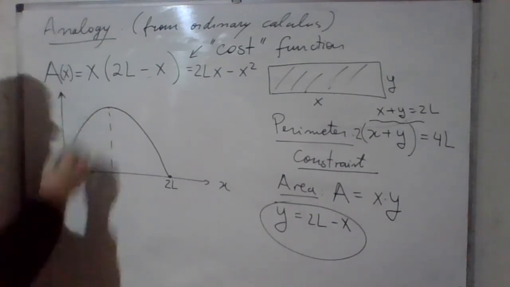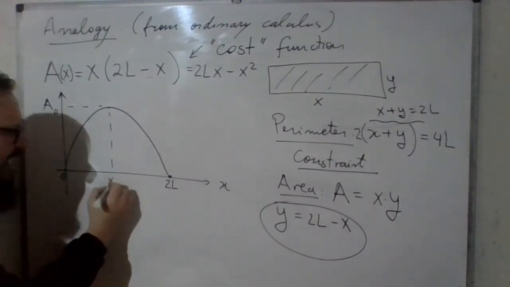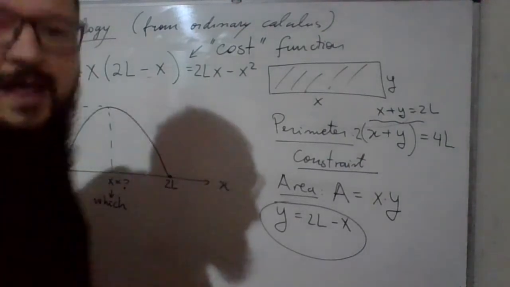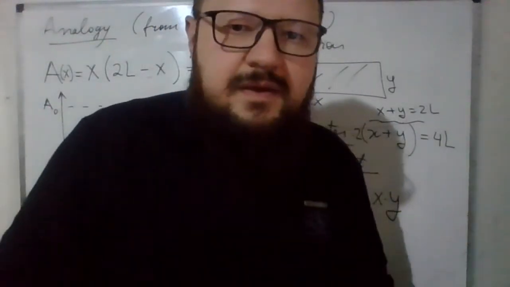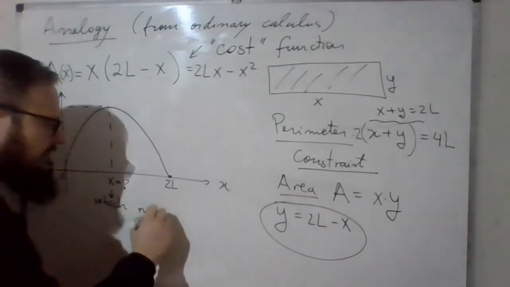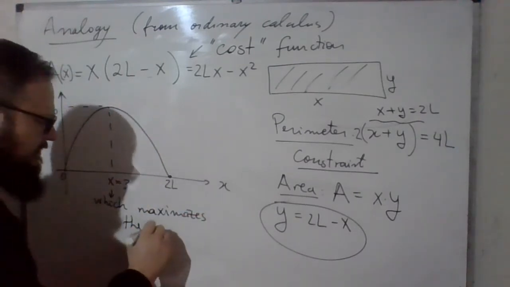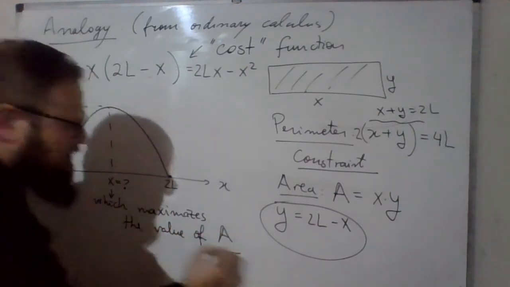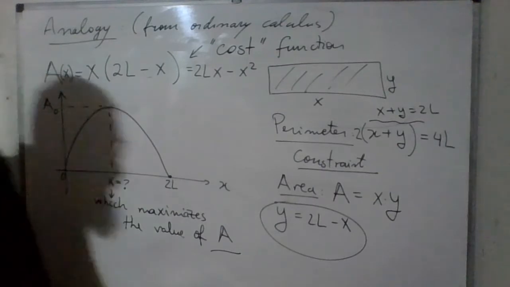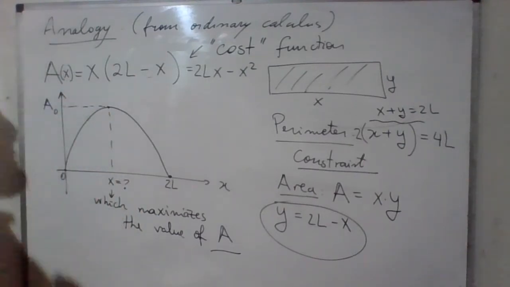And there is a maximum here. There is a maximum area, which I will call A0. And I want to know what is this value of x here, which maximizes, in this case maximizes, but in other circumstances, I would prefer to minimize some function, okay? But in this case, it maximizes the value of A, which is our cost function. What is this value? What we need to do to find out at what value of x this maximum allowed area occurs, okay?